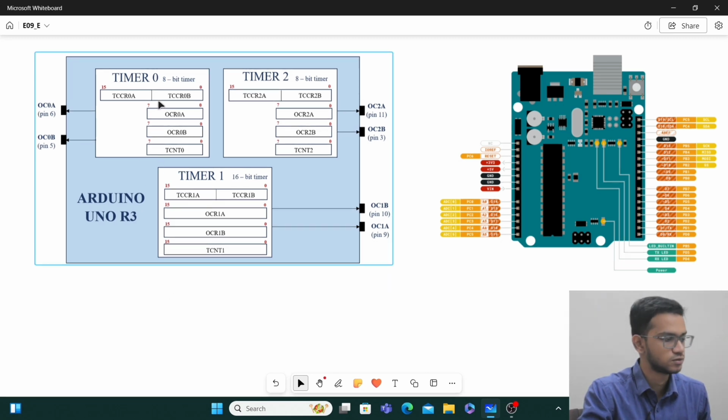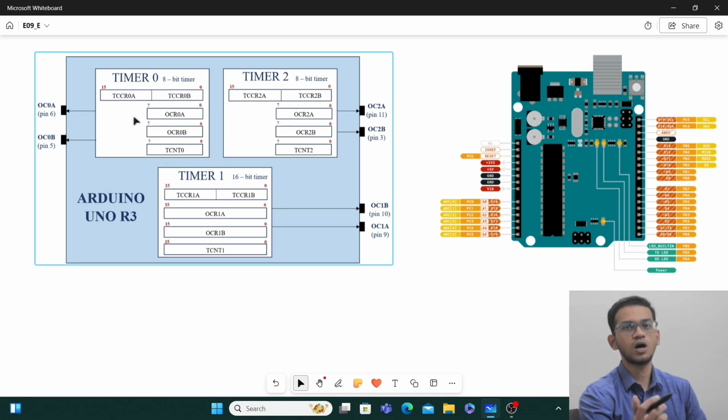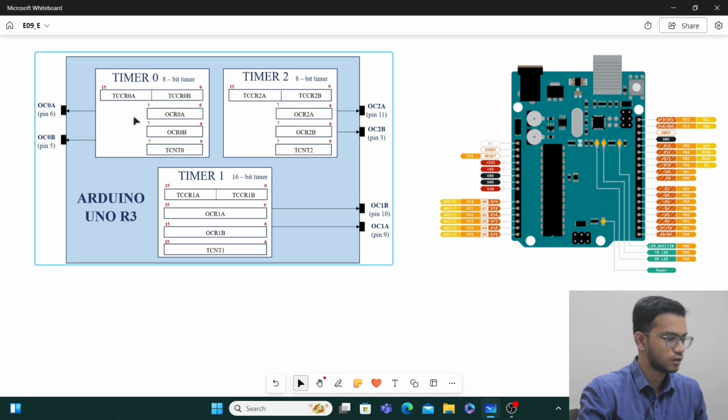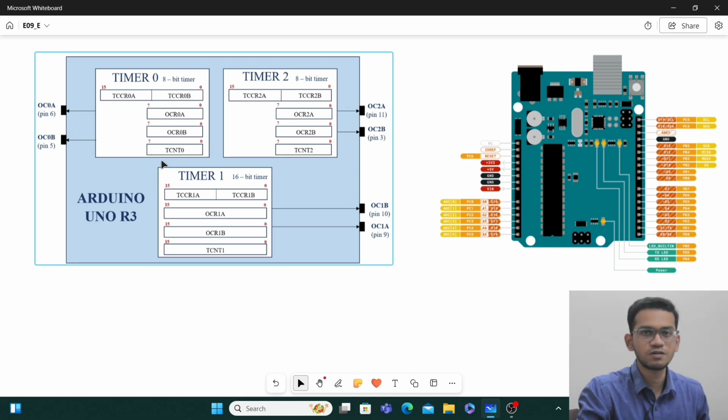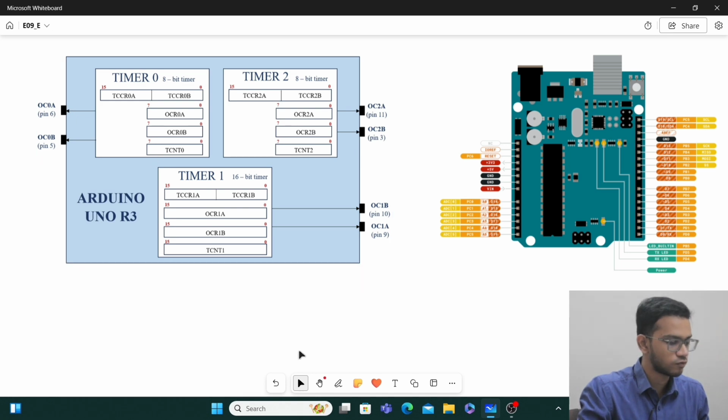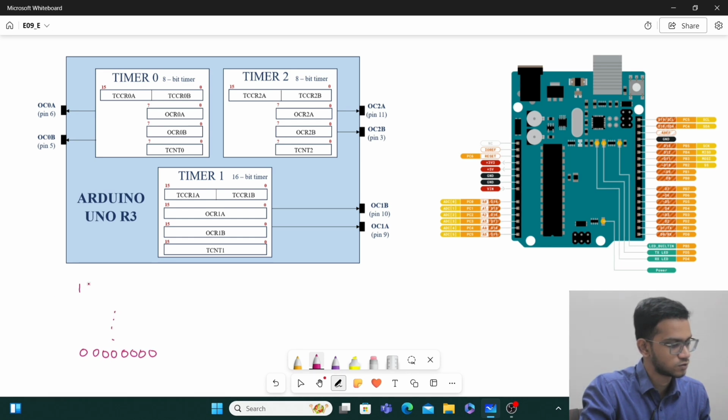So first of all, we should understand what the timers present inside Arduino are. There are three timers, 0, 1 and 2, out of which 0 and 2 are 8-bit timers, and timer 1 is a 16-bit timer. So what do we mean by 8-bit or 16-bit? In 8-bit timers, the counter register, which gets incremented every time a clock signal comes in, will be 8 bits wide. So it can go from 8 zeros to 8 ones. This will obviously give you how many states? 2 power 8 states.